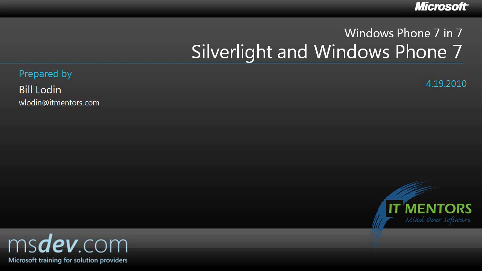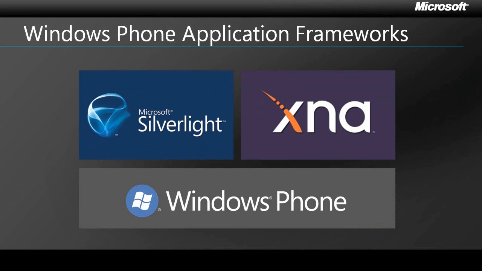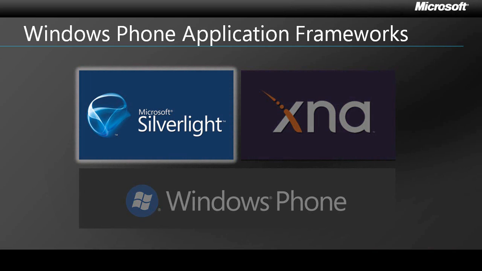My name is Bill Loden, and in the next few minutes, we'll take a look at how Microsoft Silverlight has become a development platform for creating Windows Phone applications. First, a quick review. Silverlight is one of two frameworks for building apps for Windows Phone. The other, Microsoft XNA, is perfect for building 2D and 3D games, but doesn't allow the rapid development cycle that Silverlight does. In this session, we'll focus on Silverlight, but if you're interested in XNA, you can find more information in a separate 7 in 7 video.